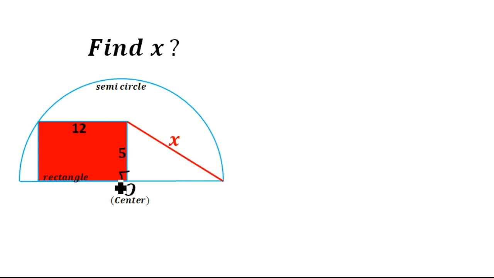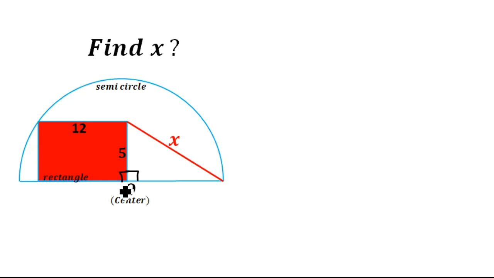So if this angle is 90 degrees, then this other angle is also 90 degrees, because the sum of angles on a straight line add up to 180 degrees. So it means this triangle is a right-angled triangle. The first thing we will have to determine before we get the value of x is the radius of the semicircle.